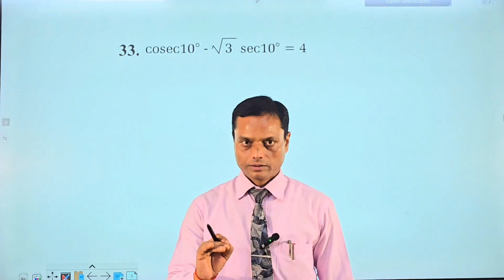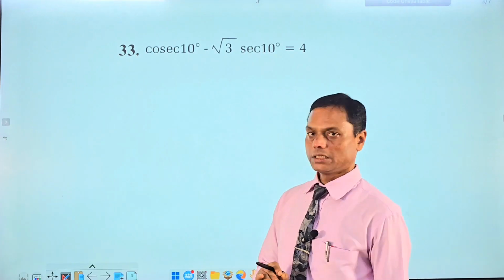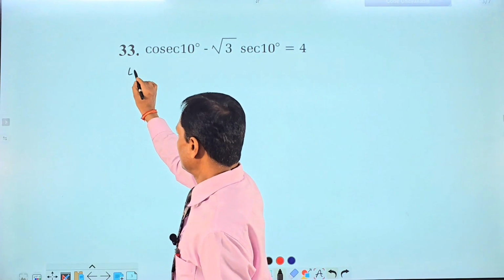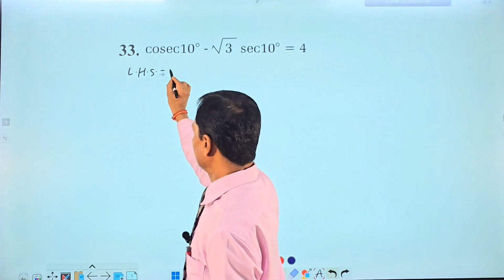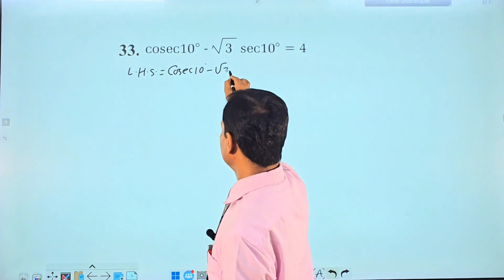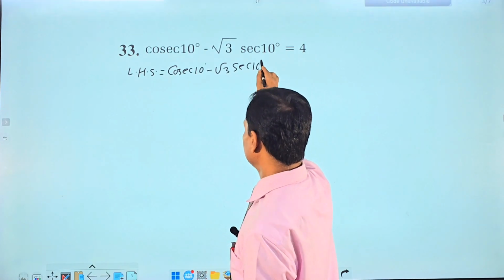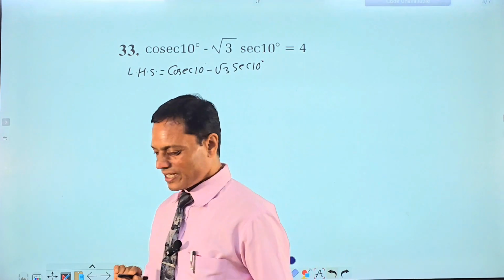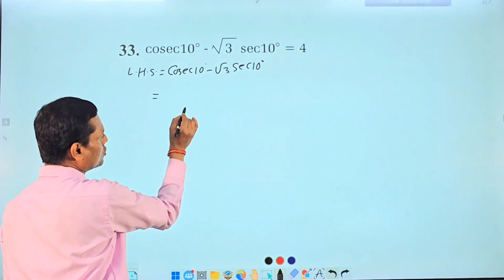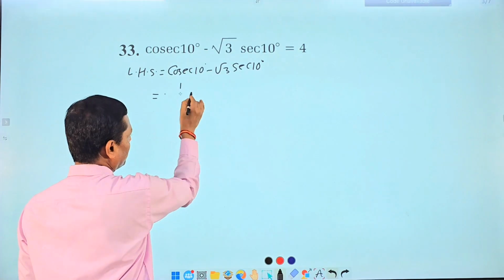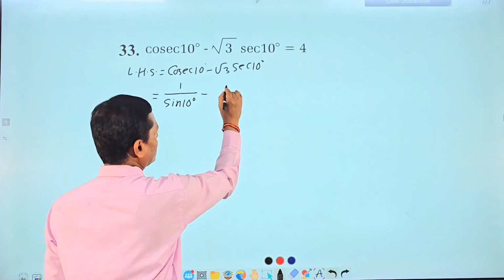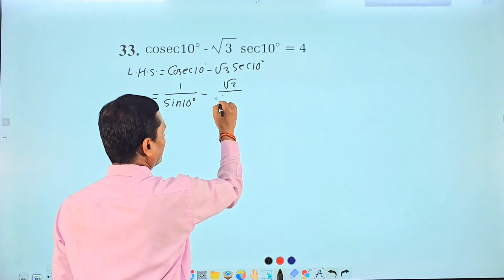Clearly? Identity number 33. So let's choose left hand side. We have here left hand side equals cosec 10 degree minus root 3 sec 10 degree. We have to change cosec and sec into sine and cos. So cosec equals 1 by sine, so it becomes 1 over sine 10 degree minus root 3 by cos 10 degree.